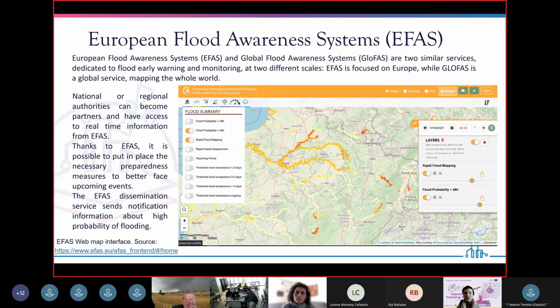If you are interested, you can go to the links that are provided both here in the slides and in the documentation of the ebook in order to explore the services and check what is available. So all these services have, let's say, two different types of information. The information which is related to the early warning and the information which is related to the monitoring.